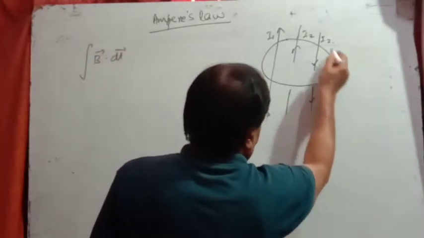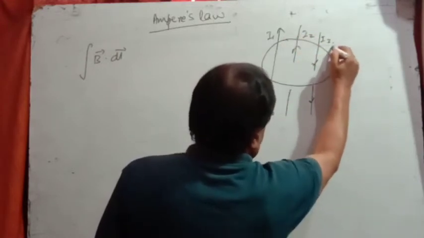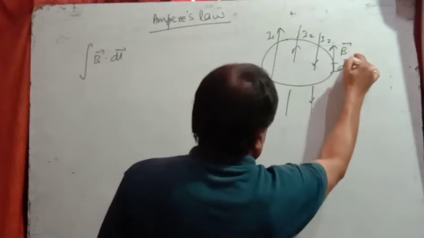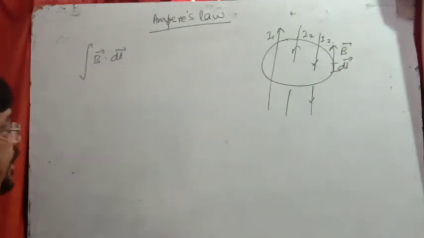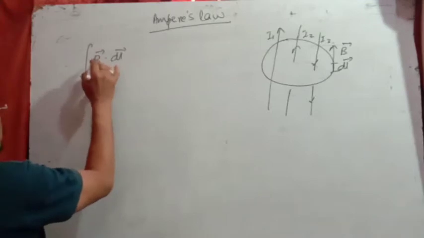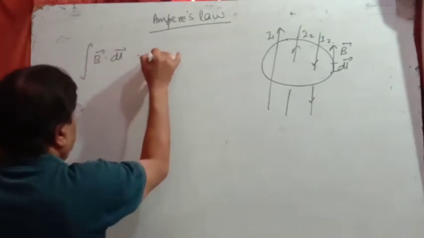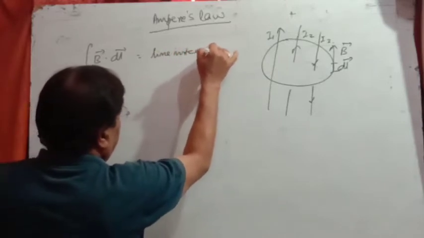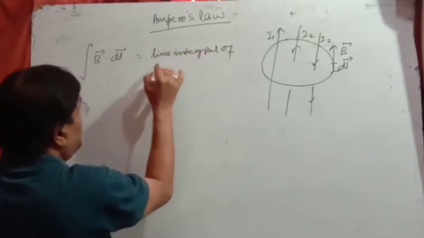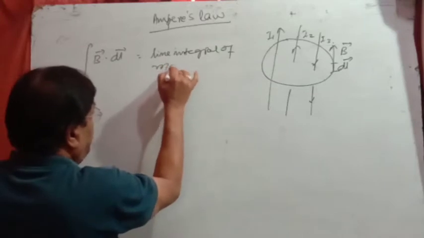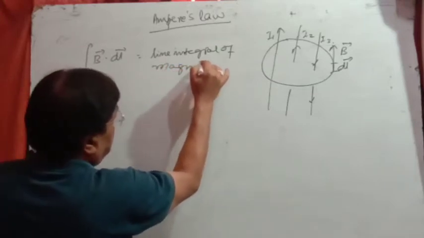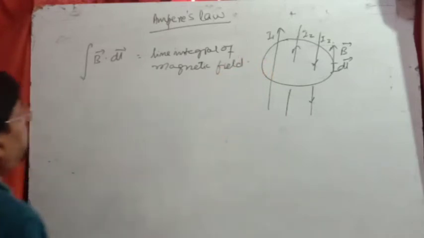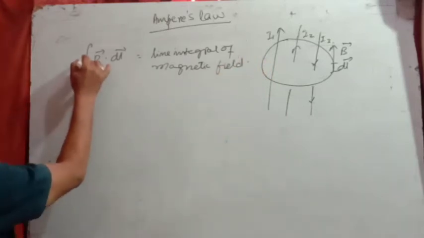These are the magnetic lines of force. The direction of the magnetic field is B and we are taking a small element dl. The dot product B dot dl, integrated, is called the line integral of the magnetic field, for the closed surface.